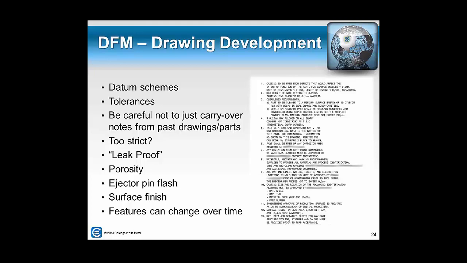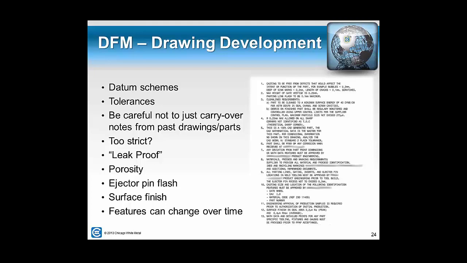Again, for ejector pin flash and surface finish, when a tool is brand new, the surface finish will be fantastic, and the ejector pin flash will be virtually zero. But over time, after tens of thousands of shots on a die, you will start to see a little bit of ejector pin flash in certain areas. You will start to see some surface finish things that are a little rougher than what a new tool looked like.